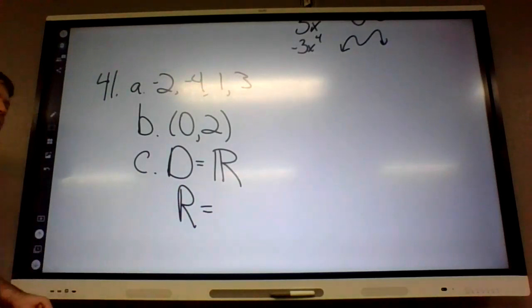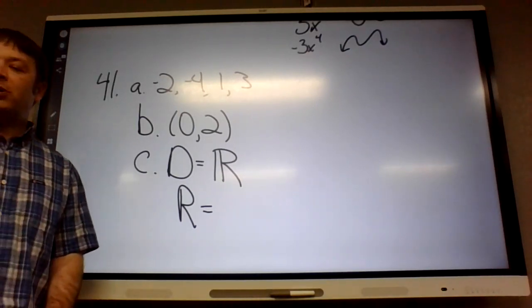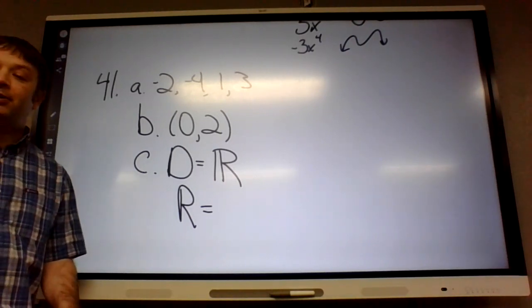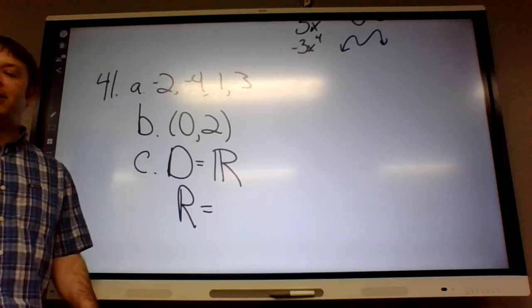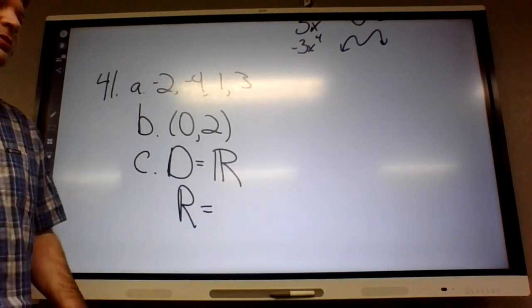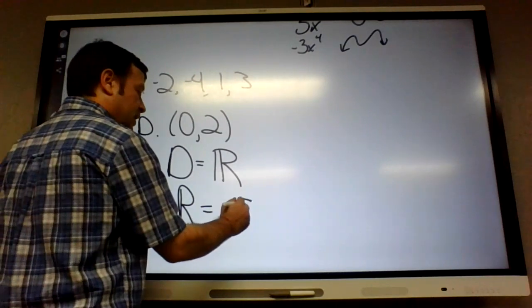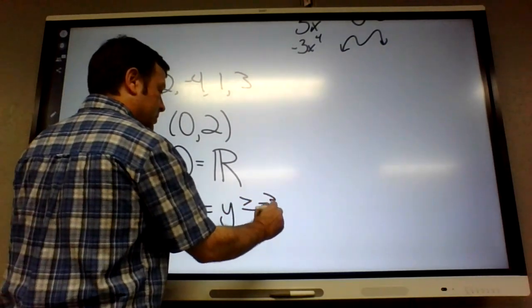The range is the y values. That's up and down. The lowest y value is -3 if you look at that valley on the right. It goes down to -3. What's the highest y value? There isn't one. It goes forever up. So it's all the y values that are greater than or equal to -3.